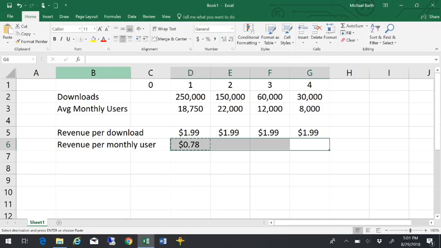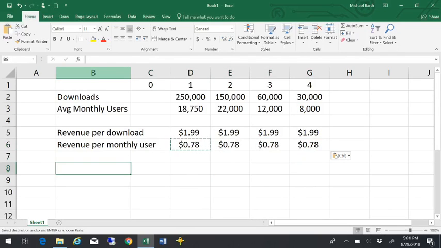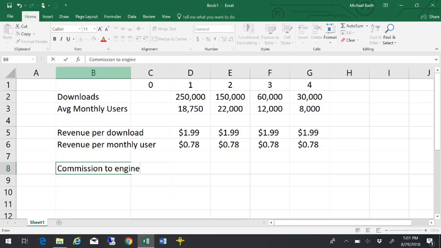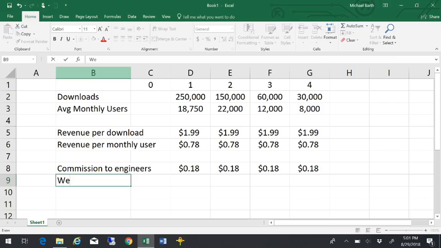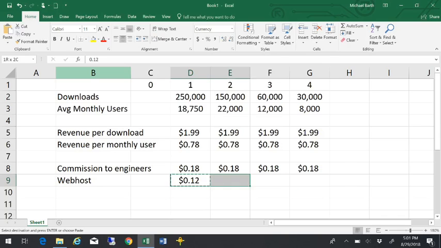Alright, so those are my sources of revenue, and I have some expenses. That is the engineering firm's cut or commission. That'd be per download, that's 18 cents. And the web host, that would be 12 cents per month per active user.